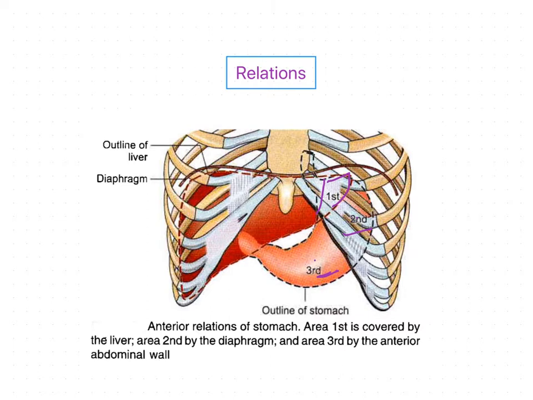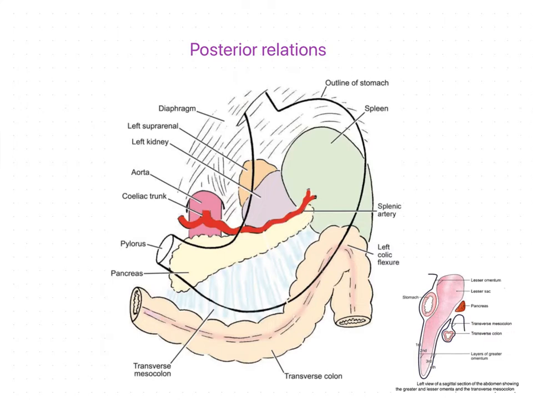Now we will move on to the posterior relations. In the posterior relations, we can find so many things. The posterior surface of the stomach is related to the structures forming the stomach bed. So what are the structures which form the stomach bed?